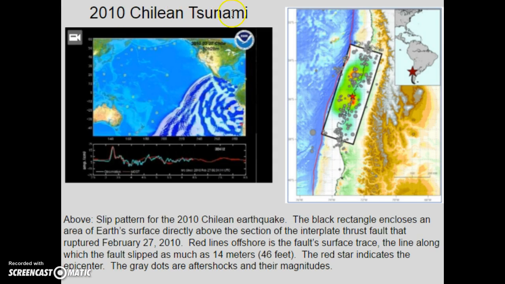In 2010, there was the Chilean tsunami. This is a slip pattern for the 2010 Chilean earthquake. The black rectangle here encloses an area of the Earth's surface directly above the section of the interplate thrust fault that ruptured on February 27, 2010. The red lines offshore are the fault surface trace right in here, and the fault slipped as much as 14 meters or 46 feet. The red star indicates the epicenter, and here's a larger map if we zoom out. The gray dots were the aftershocks and their relative magnitudes.